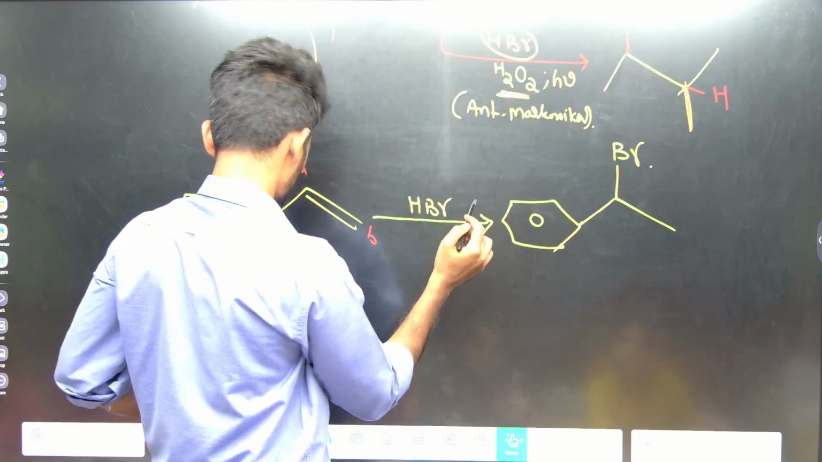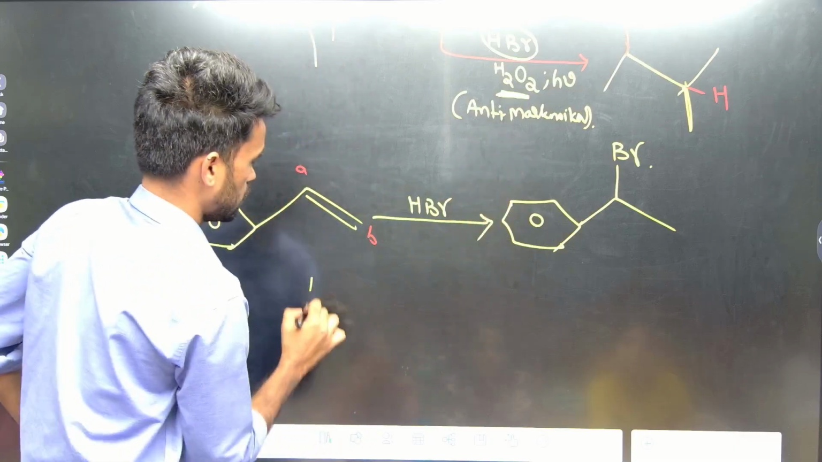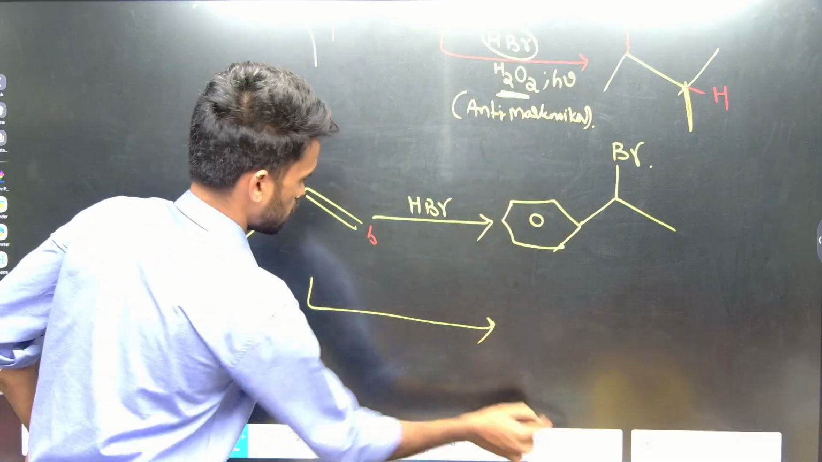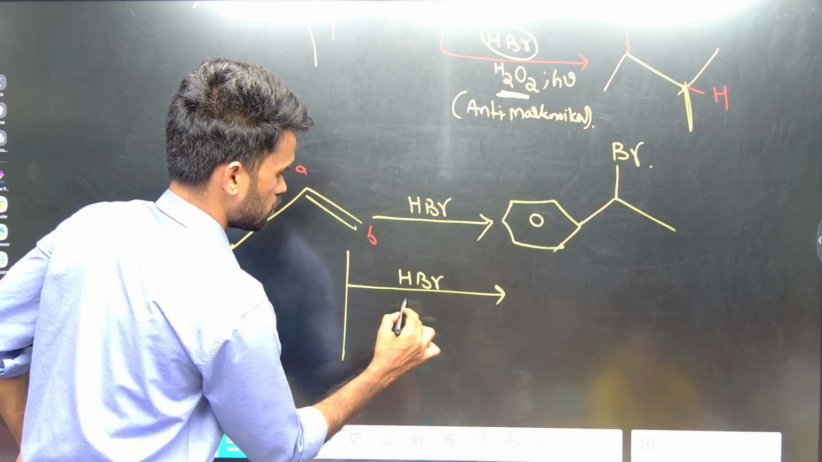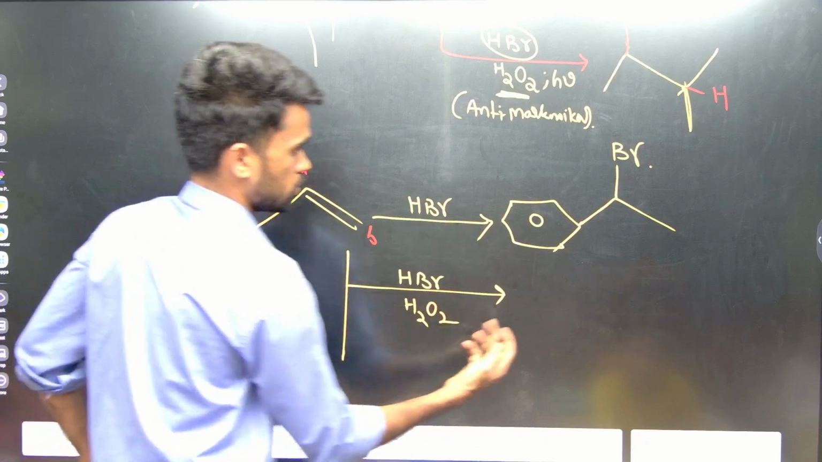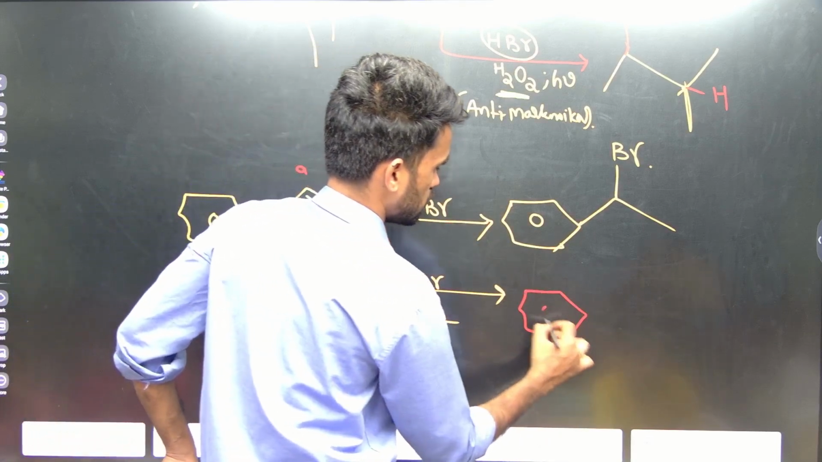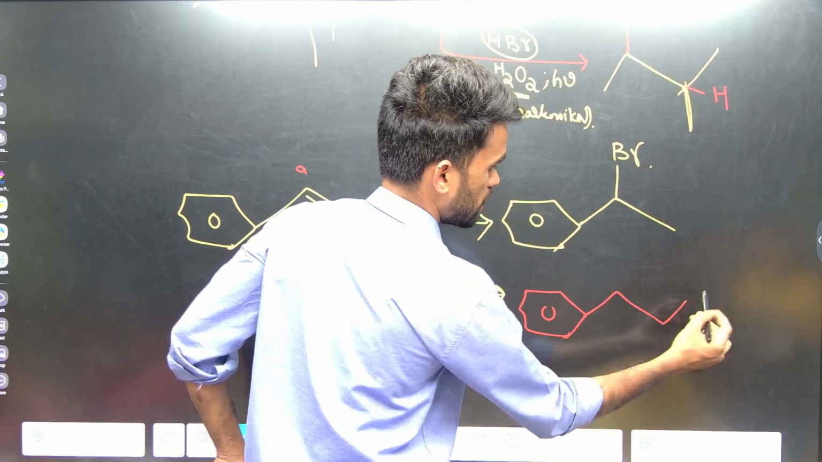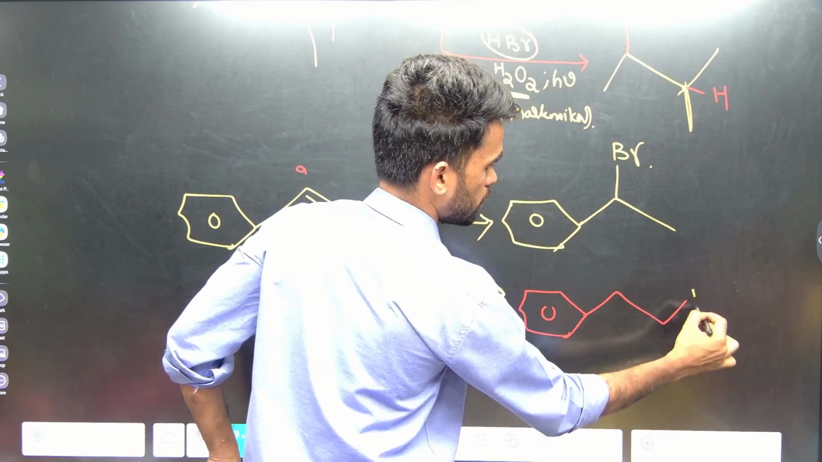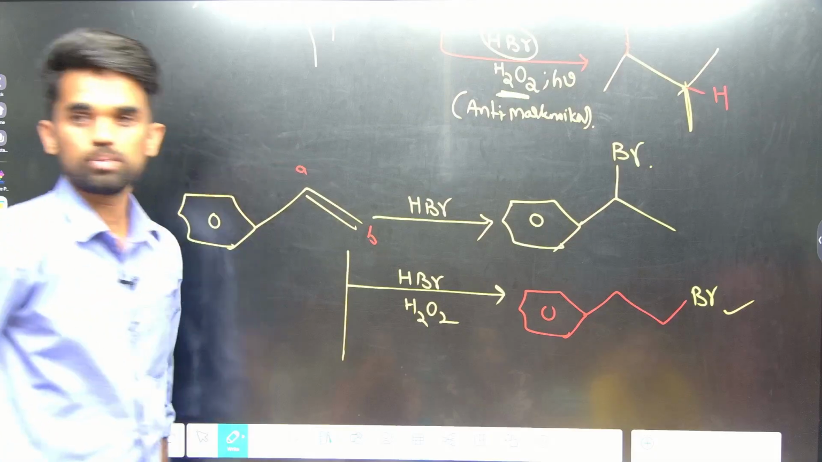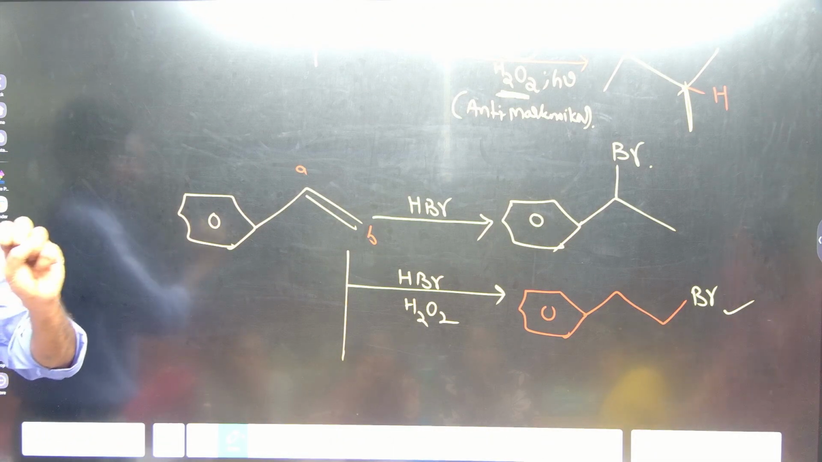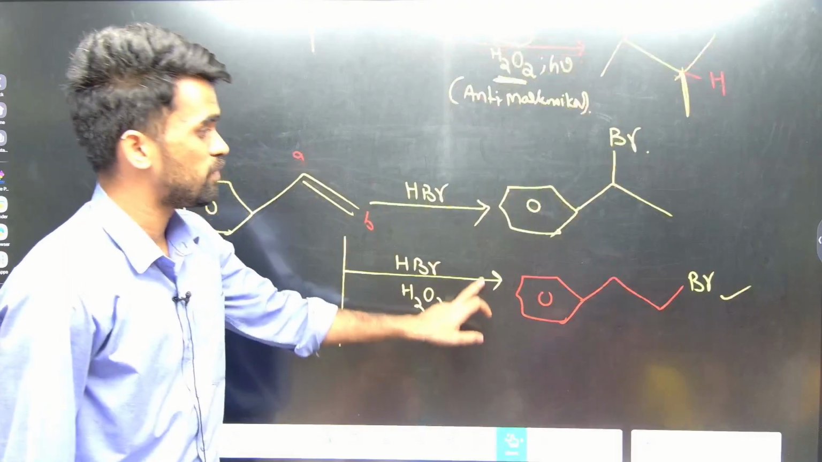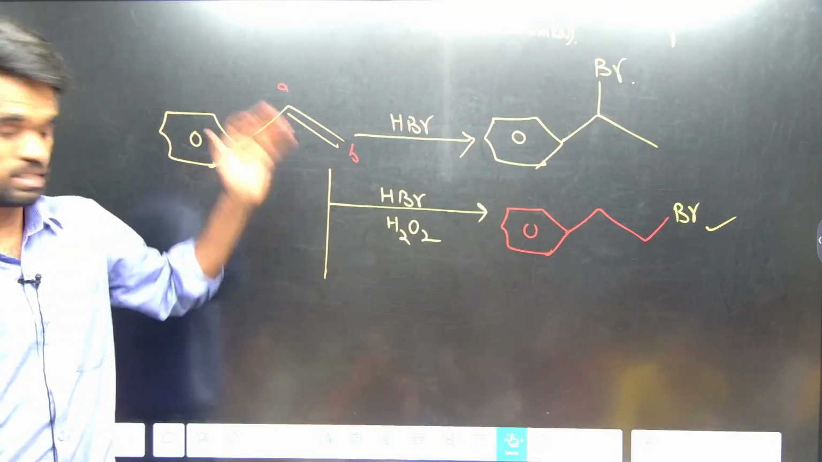Next one. Here also you tell me. Fast. Here what should I add? Br. That's it. This is your anti-Markovnikov rule product. Okay, is this clear? If you are clear with these two statements, the further reactions are easy for us to do in simple steps.